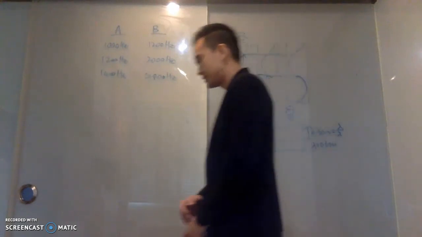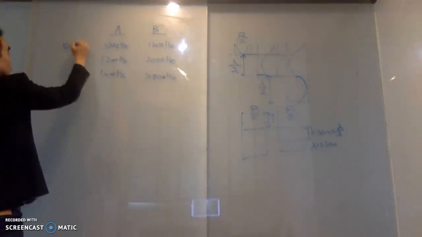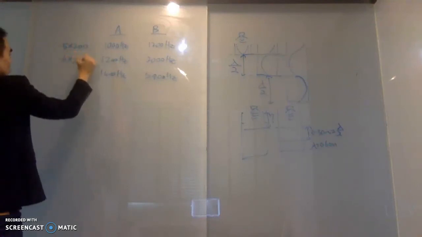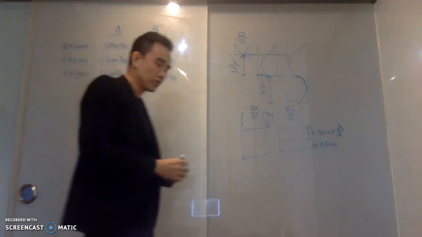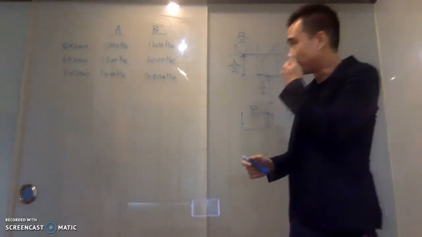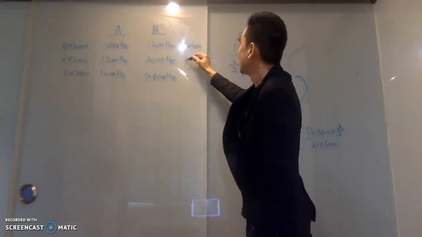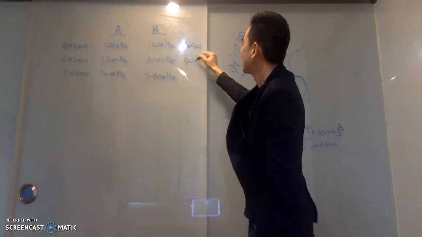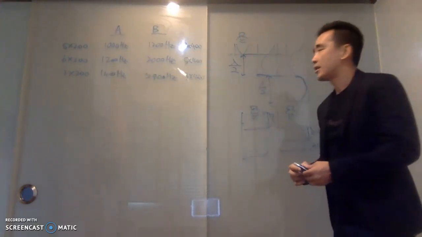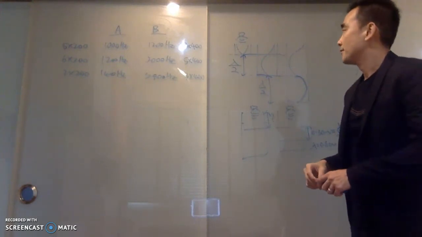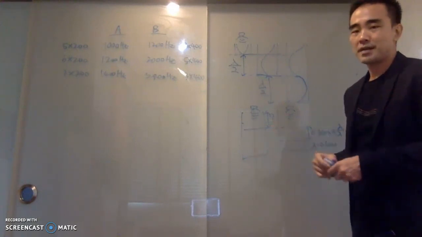Can you see that this is 5 times 200, this is 6 times 200, this is 7 times 200. Adjacent multiples of the same fundamental frequency. Whereas this one is 3 times 400, 5 times 400, and this is 7 times 400. So this is how you find which one is the pipe open at both ends, which one is the pipe closed at one end.